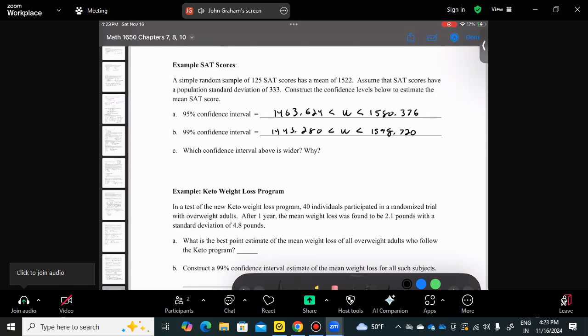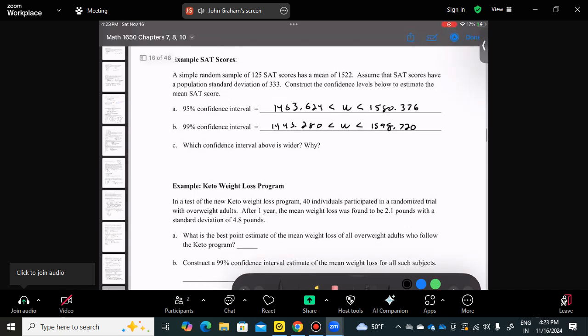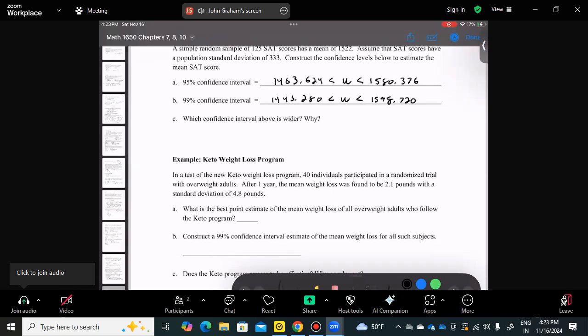Which confidence interval above is wider and why? Well, the wider confidence interval is clearly our 99%. The lower number is lower than our 95%, and the higher number is higher than our 95%. So the interval is close to 153, whereas the other one's interval is about 117.